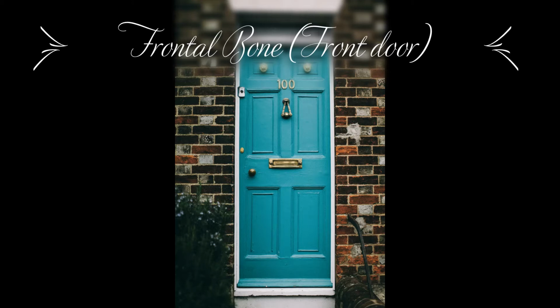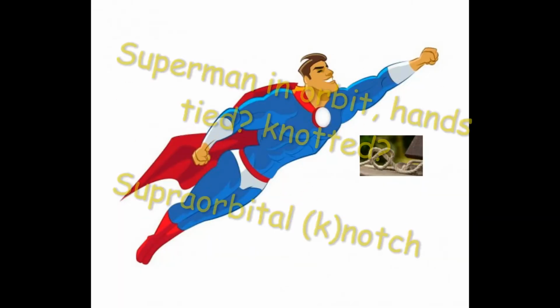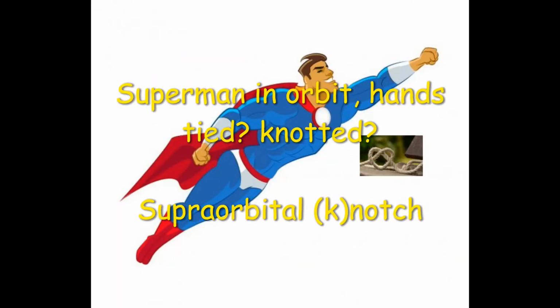As we move on to the next stop, we might picture Superman flying in orbit. This is to remember the supraorbital notch. Keep in mind these are only ideas and ones I have used with great success, but feel free to come up with images that will help you.